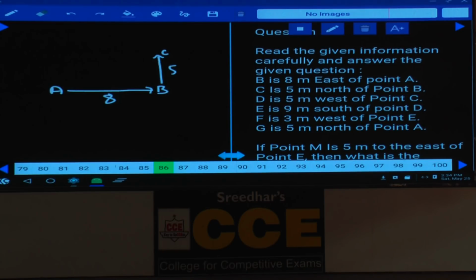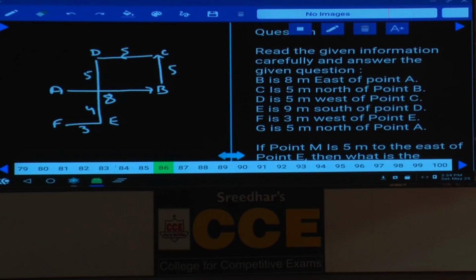D is 5 meters to the west of C. This is 5 and D is 5 meters to the west of C. And E is 9 meters to the south of D. Now this is E. 9 meters to the south of D means this is 5 and this will be 4. F is 3 meters to the west of this one. F is here and this will be 3 meters. And G is 5 meters to the north of A.